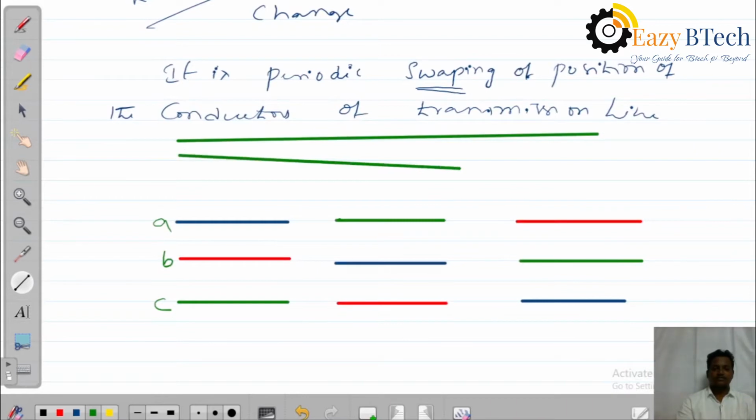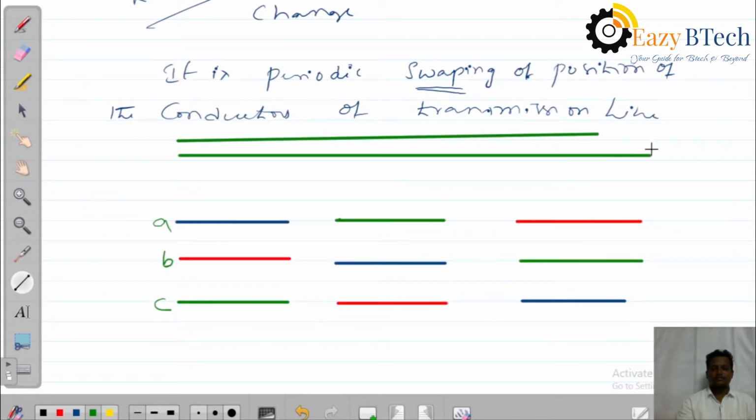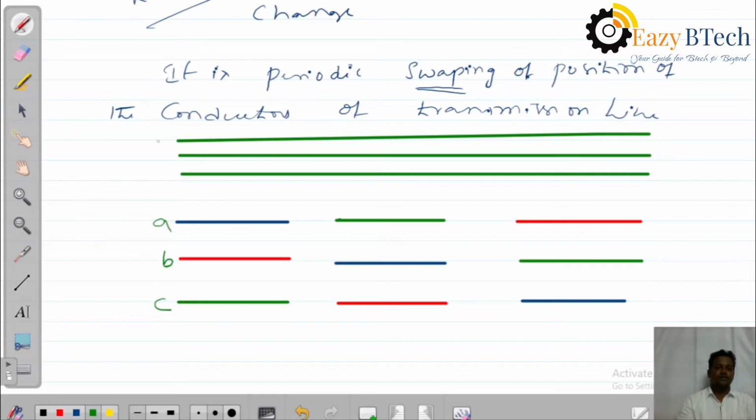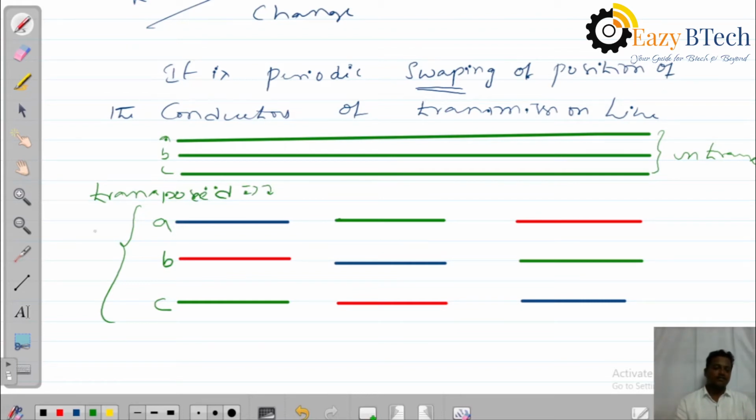Same length. Those are the three conductors A, B, C, and it is untransposed. Untransposed means the conductors are not changing their position. In this case, it is transposed. In the transposed case, the conductors are changing their position. The length in both cases is the same. How does it change its position?